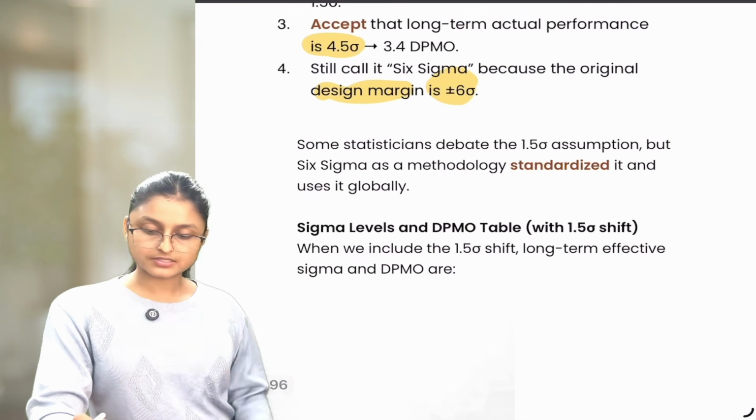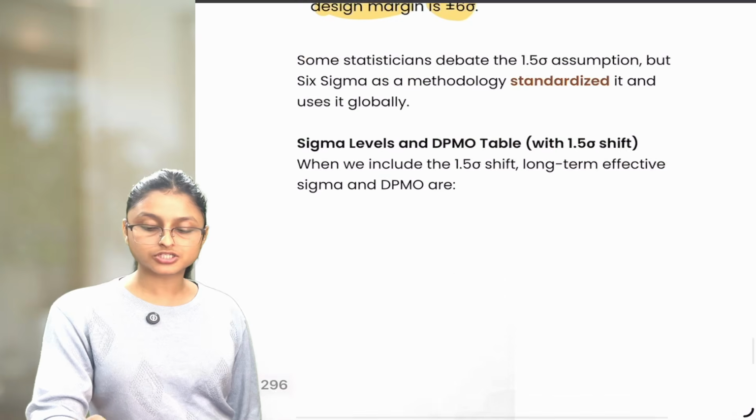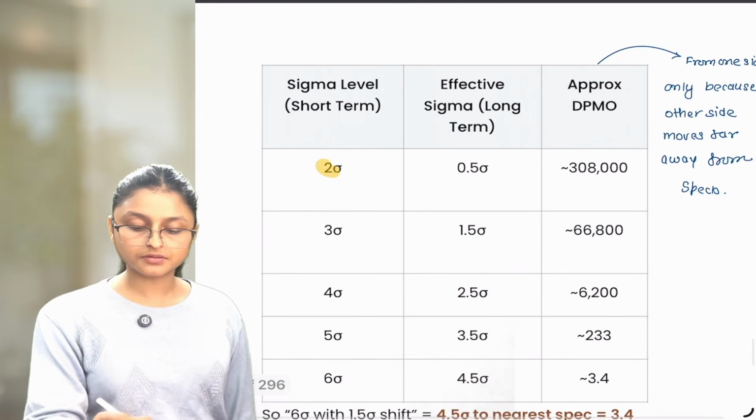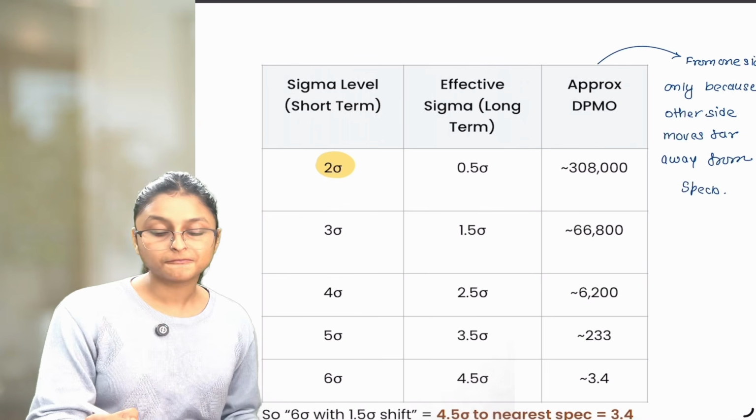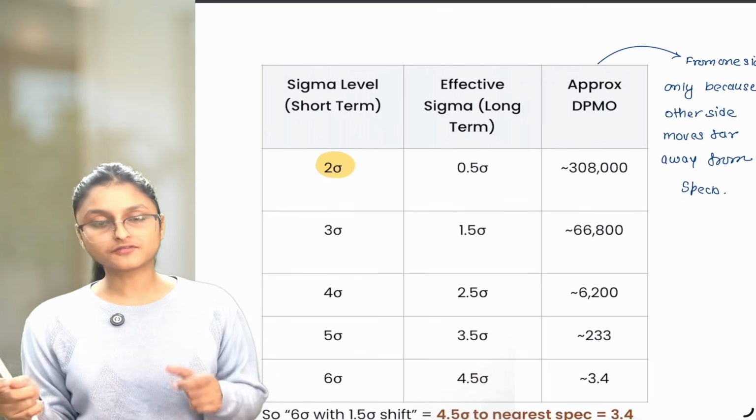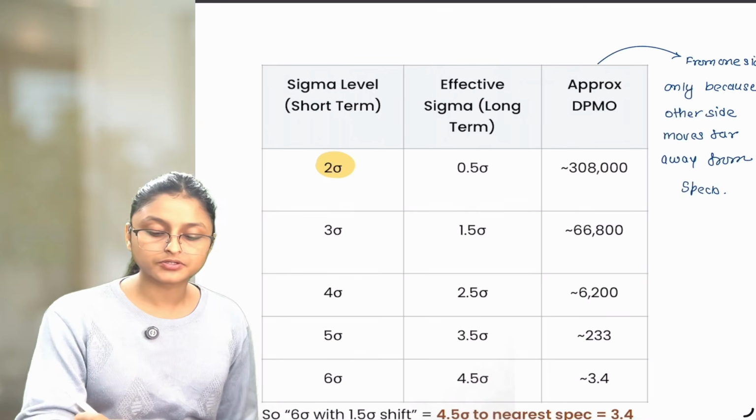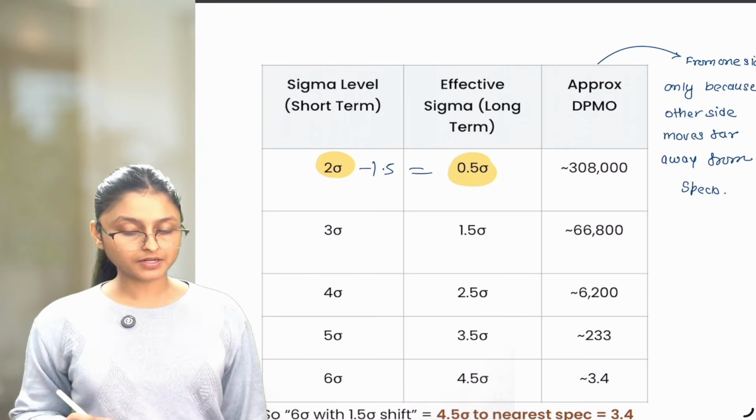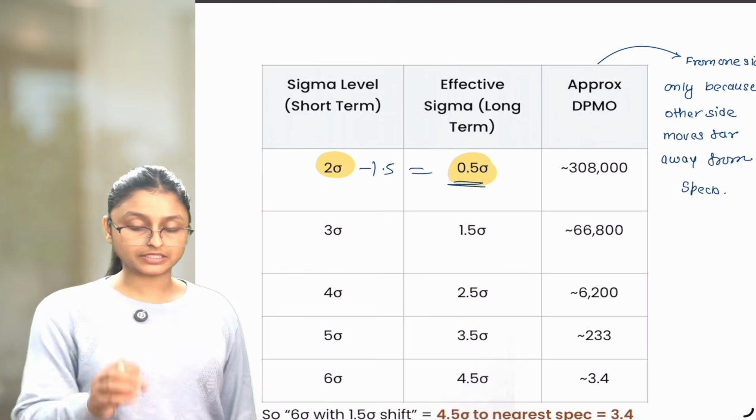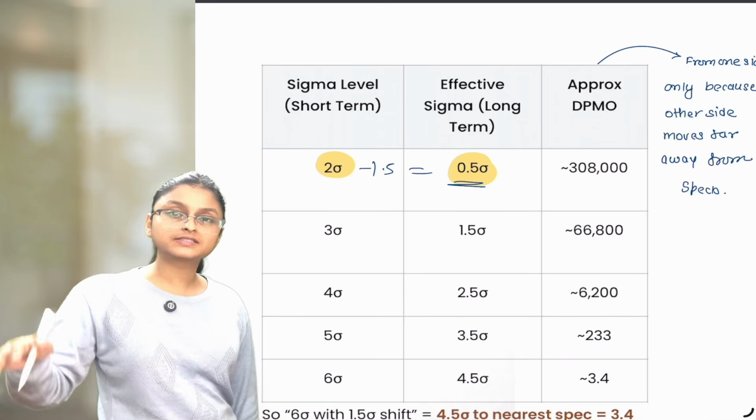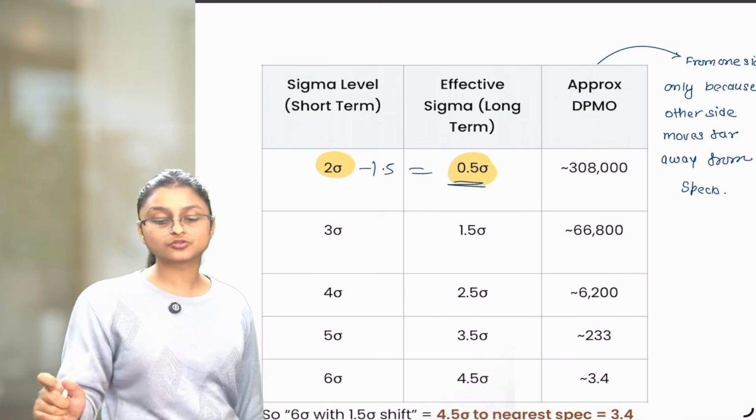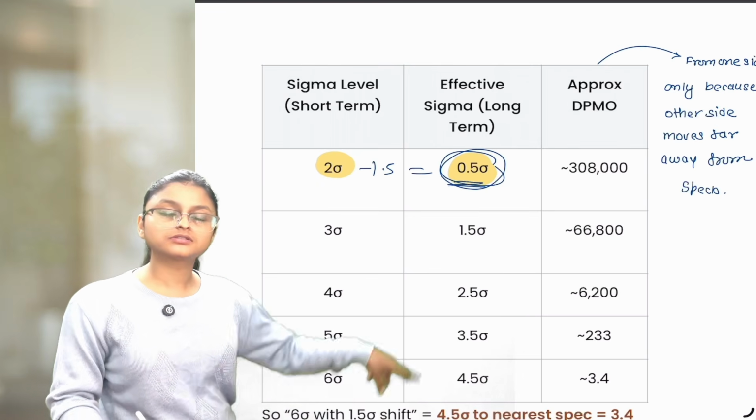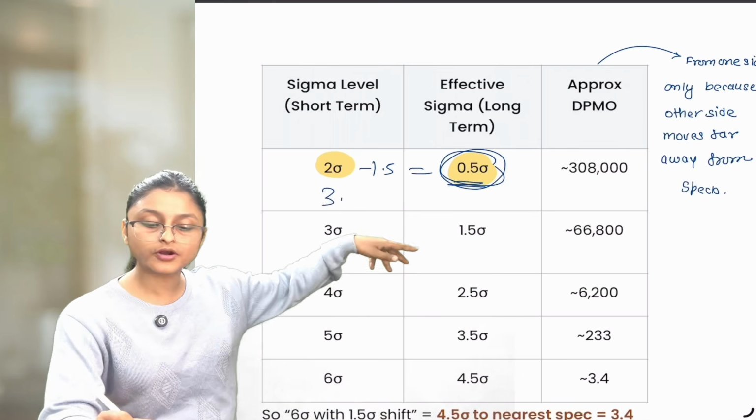Now, sigma levels and DPMO table shift. This shift has been shown here. Sigma level, in the short term, we call it 2 sigma, but in the long term, a 1.5 shift can happen, and that is why it will be known as 0.5. So 2 sigma minus 1.5 is equal to 0.5 sigma. Now when 0.5 comes in, we'll calculate the z-score of only the side where 0.5 is coming, because the other side is now at 3.5, right?